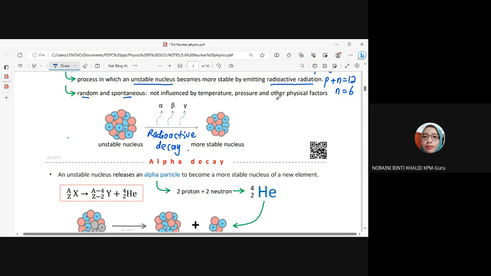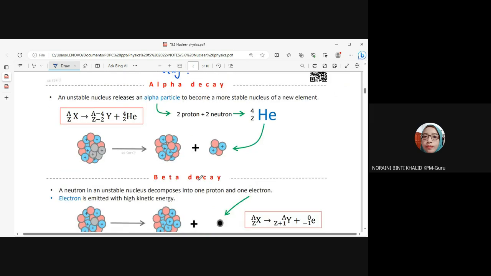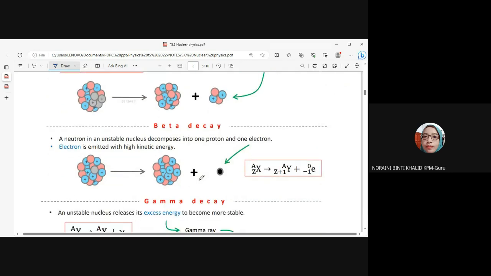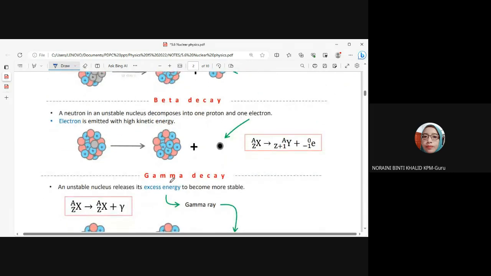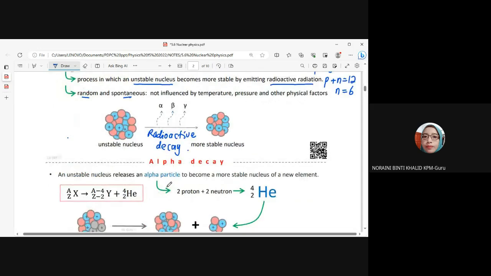Okay, because we have 3 different types of radiation here, alpha, beta, gamma, so we have 3 types of decay process. If the process releases alpha, we call it alpha decay. If the process releases beta, we call it beta decay. If the process releases gamma, we call it gamma decay. Okay, before that, let's look at what is alpha actually. What is beta? What is gamma?